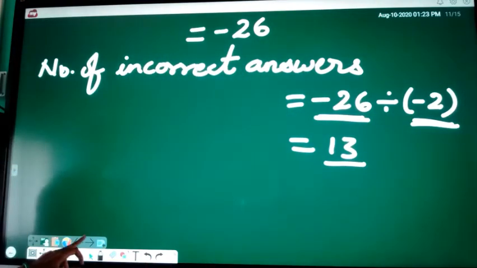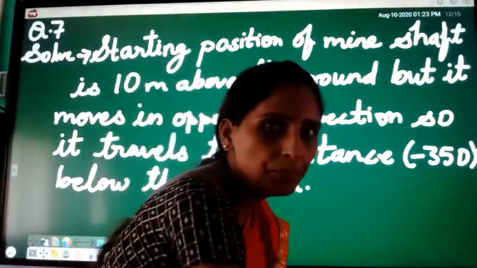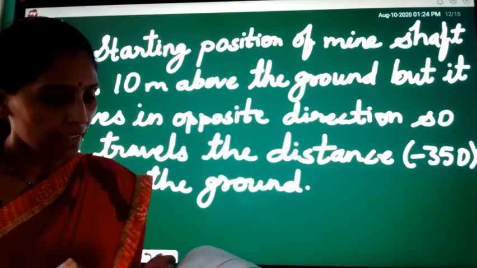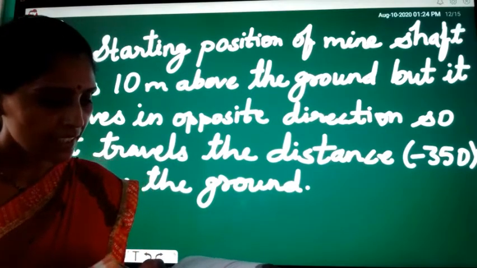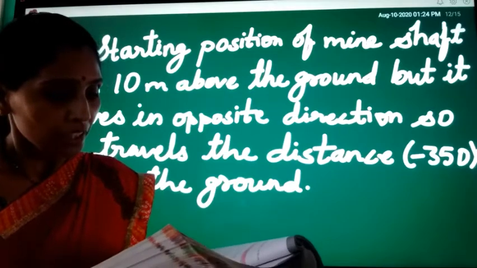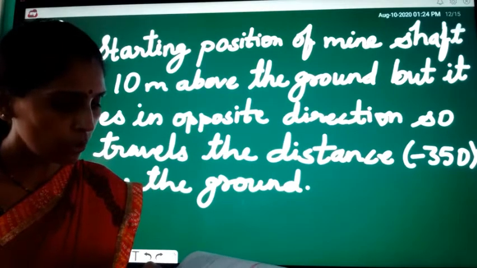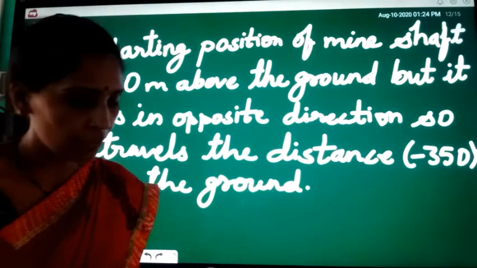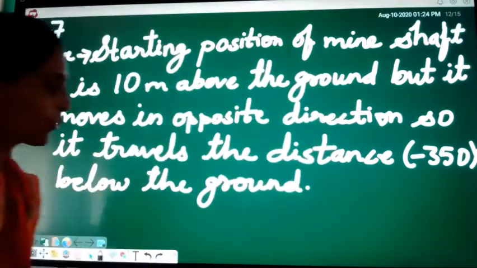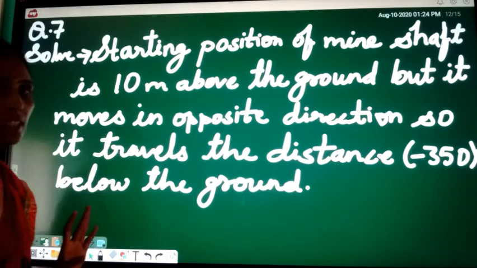Now we'll solve the next question, question number 7. What is given in question number 7? An elevator descends into a mine shaft at the rate of 6 meters per minute. If the descent starts from 10 meters above the ground level, how long will it take to reach minus 350 meters? How to solve this question? What is given in this question? First we'll write whatever is given in the question.